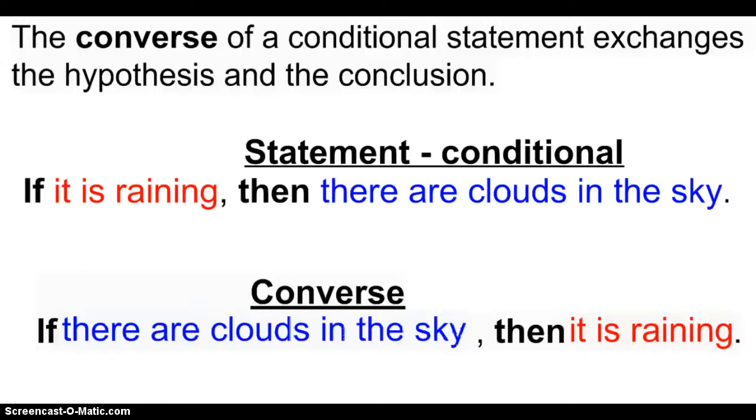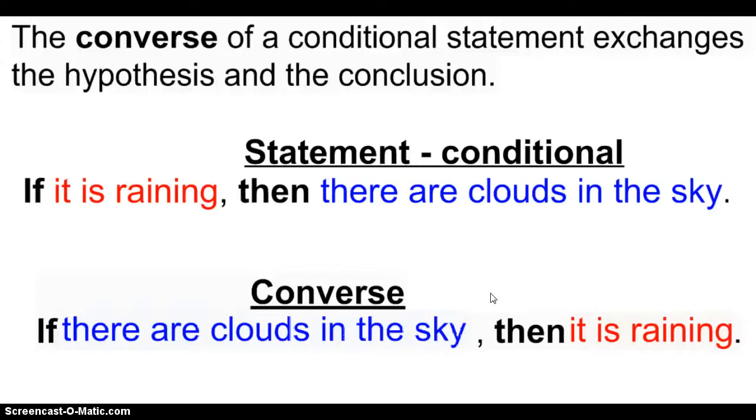Again, we have to check the truth value. We already know our first statement's true. But is our second statement true? If there are clouds in the sky, then it is raining. That's not true, because you can have a cloudy day, yet it's not raining. So in this example, our conditional is true, but our converse is false.